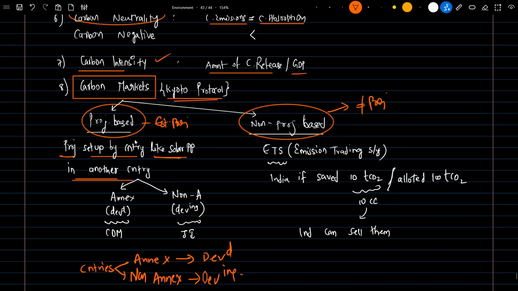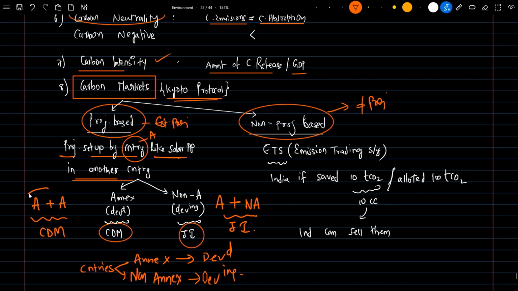So if a project is set up by a country, what is this country? It is an annex country, obviously. Only a developed country, an annex country, will be able to make investments. If an annex country has made a project set up in another developed country, that is, in another annex country, then it is called clean development mechanism, CDM. Similarly, if an annex country has made a project set up or invested in a developing country, which is a non-annex country, then it is called joint implementation. Only the name is different.